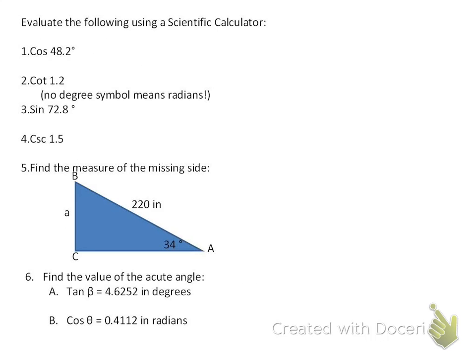All right, so now using our scientific calculator, we're going to evaluate the functions. So the first one's easy, it's cosine. But do I want to be in radians or degrees? How do I know degrees? Because it says degrees. All right, so I would put your calculator into degrees and find the cosine of 48.2 degrees.